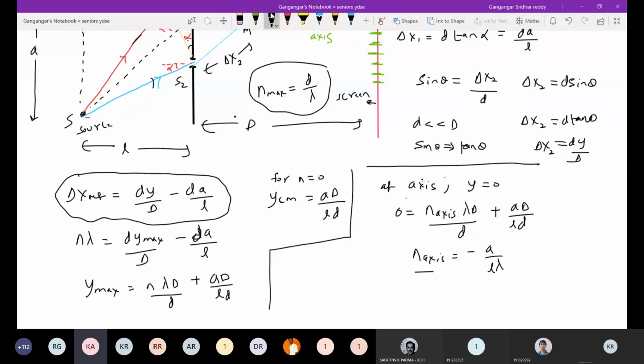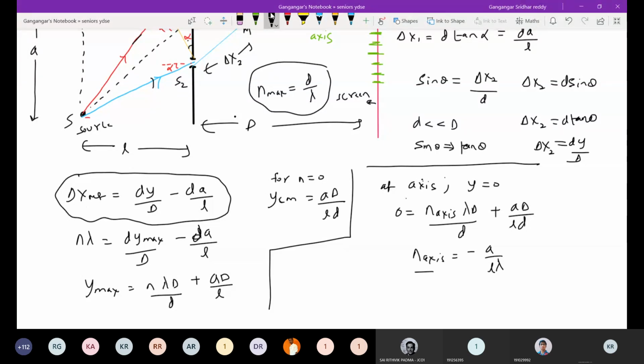Expression for y max, no? Y max will be okay. Small d will not be there here, no? I'll make the correction. Okay, fine. Y max equal to n lambda capital D by small d is a plus. It will be a capital D. Here one small d will not be there. Okay.